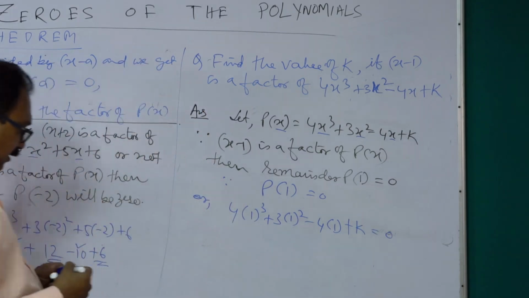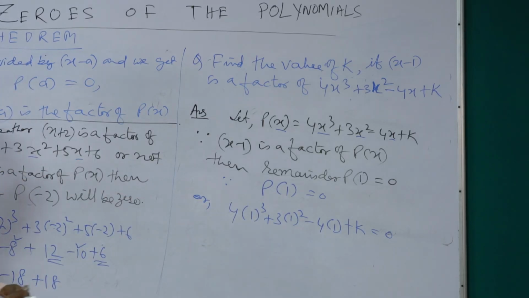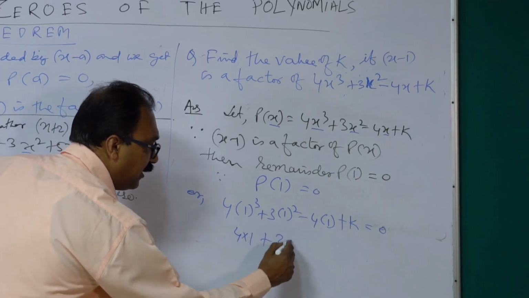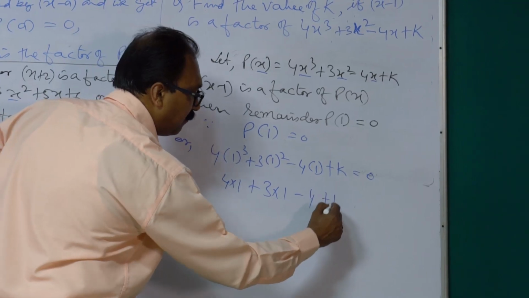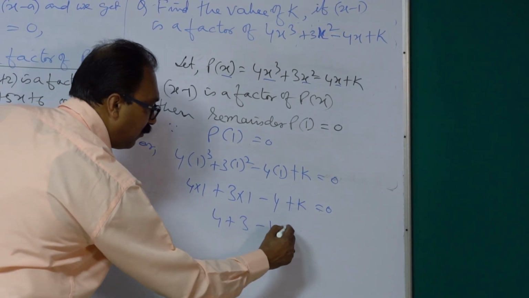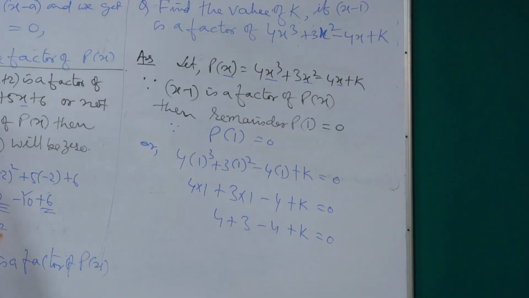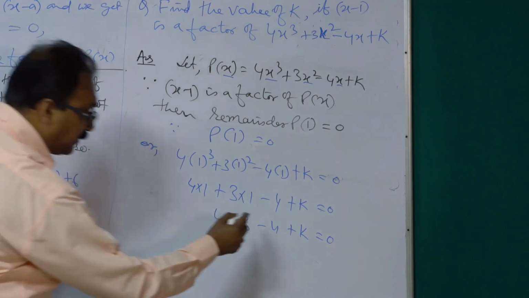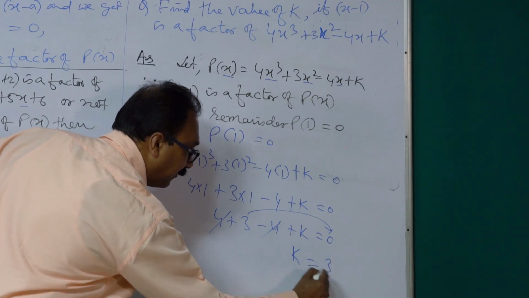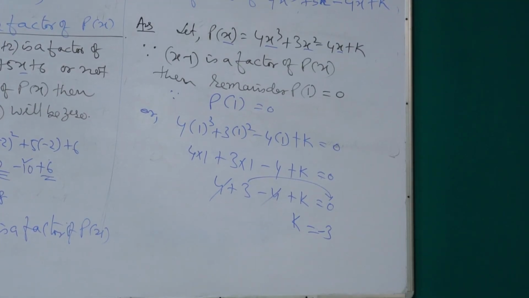So you learn now here, if it is already mentioned as a factor, the polynomial must be 0. No need to check 0 or not. Clear? Understood? So now look at here. 1 cube is 1, 4 into 1 plus 3 into 1 minus 4 plus k equal to 0. How much? 4 plus 3 minus 4 plus k equal to 0. Try to understand nicely. Okay? So 4 and 4 cancel. Then 3 take that side. Sorry, 3 becomes minus 3. So the value of k is minus 3.